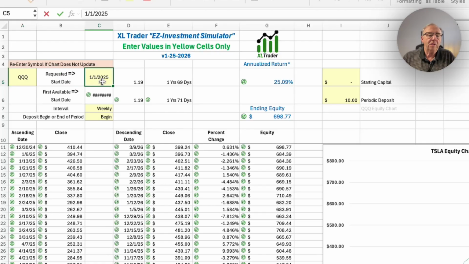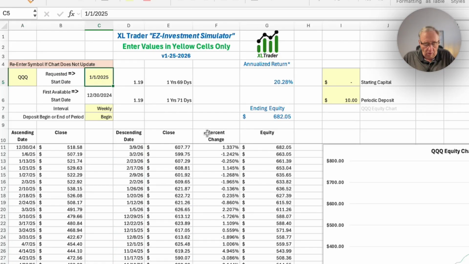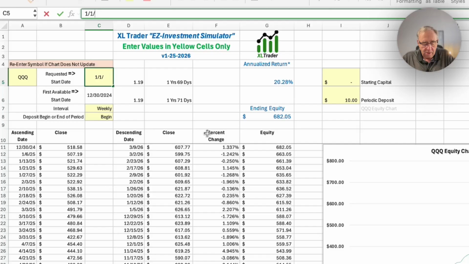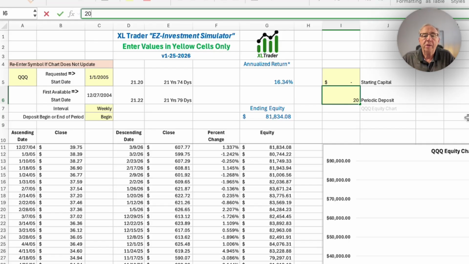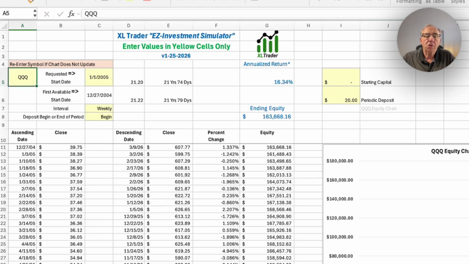So let's set this back 20 years. Let's go 1/1/2005. And let's now say $20 a week. So if you're working and you can spare $20 a week, this calculator will show you that right here, the returns in 20 years would have been $163,000. So that's really a nice chunk of money over 20 years on just $20 a week.